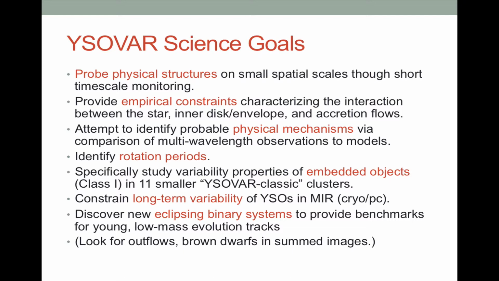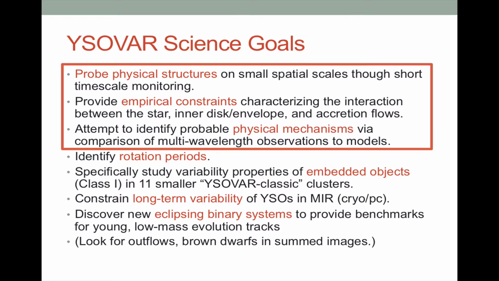We're going to be able to specifically study the variability properties of the most embedded objects, the class 1s, and to some extent the class 0s in these clusters that you really can't do from the ground because they're not visible in visible wavelengths. We're going to be able to constrain the long-term variability of young stars by comparing the cryogenic era to the post-cryo observations. We're going to find new eclipsing binaries, which are very interesting for a completely different reason. That's an entirely separate talk, but in summary, it anchors models of young star evolution. And we can also look for outflows and jets and brown dwarfs in the summed-up images that we have.